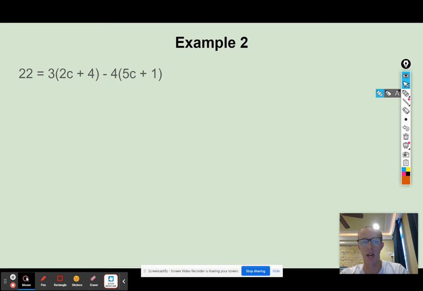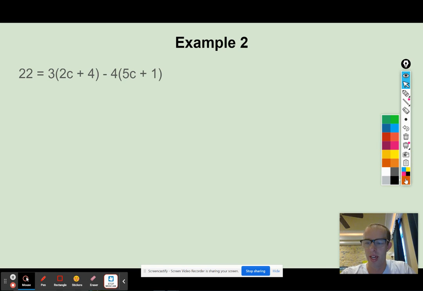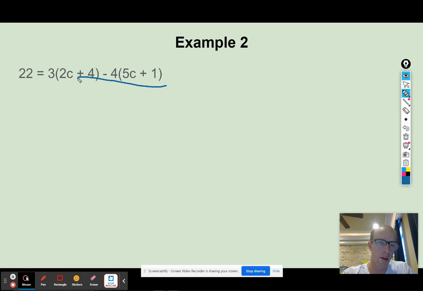I got 22 is equal to 3 times 2c plus 4 minus 4 times 5c plus 1. So the first step, I've got to simplify all this. Got to simplify it into a two-step equation. So let's start. First step, going to distribute: 3 times 2c, 6c. 3 times 4, positive 12. All right, so I distributed that.